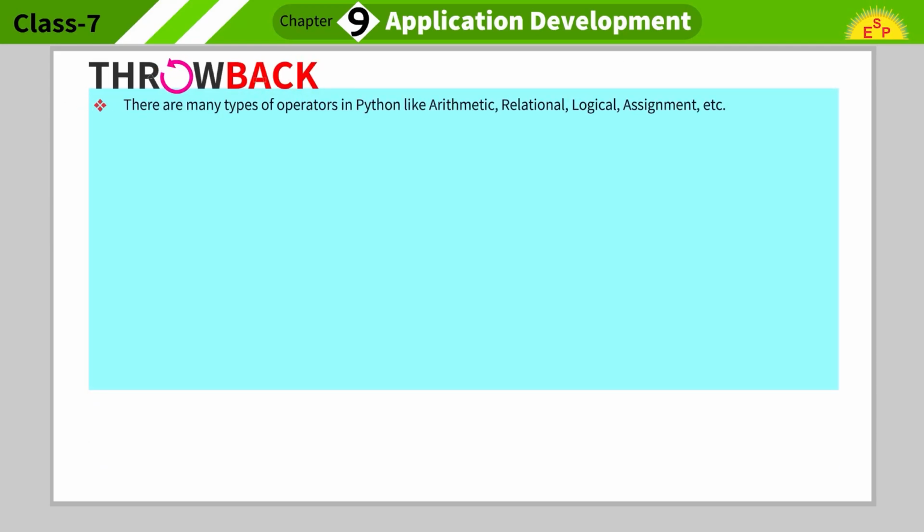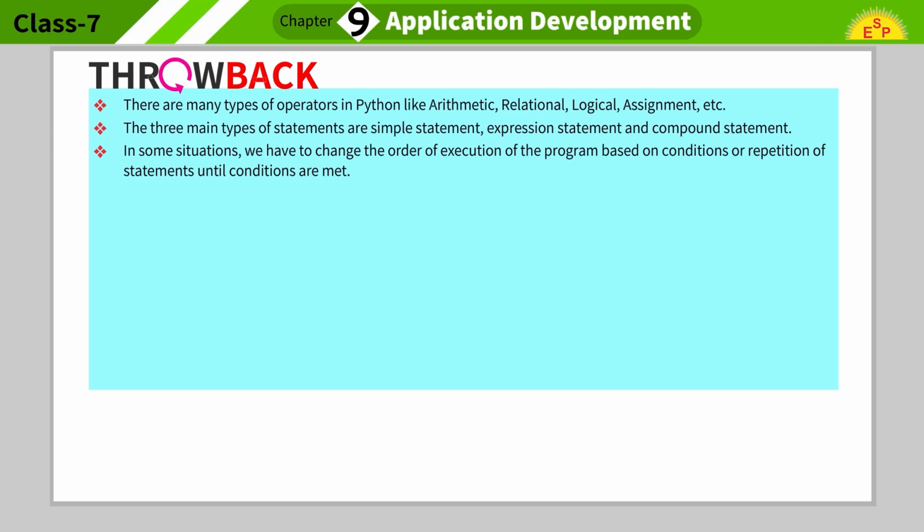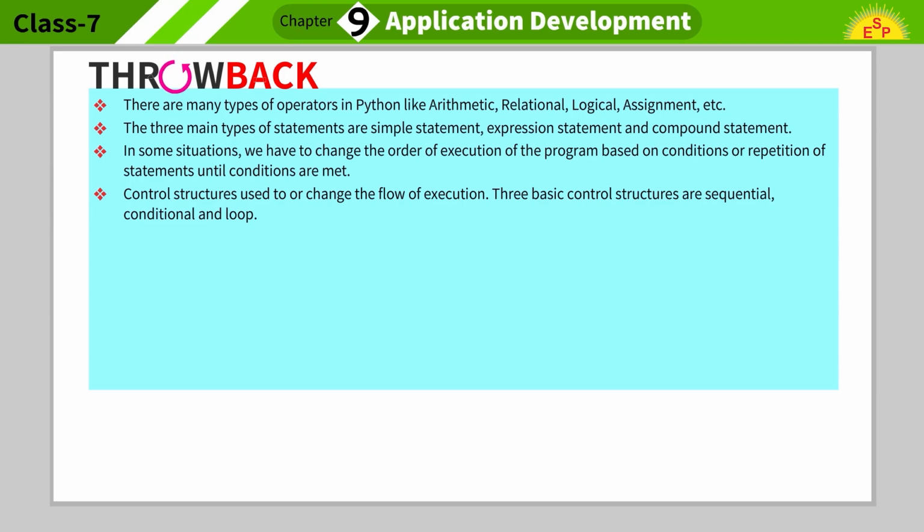Throwback. There are many types of operators in Python like arithmetic, relational, logical, assignment, etc. The three main types of statements are simple statement, expression statement, and compound statement. In some situations, we have to change the order of execution of the program based on conditions or repetition of statements until conditions are met. Control structures are used to change the flow of execution. Three basic control structures are sequential, conditional, and loop. Python programs get structured through indentation.